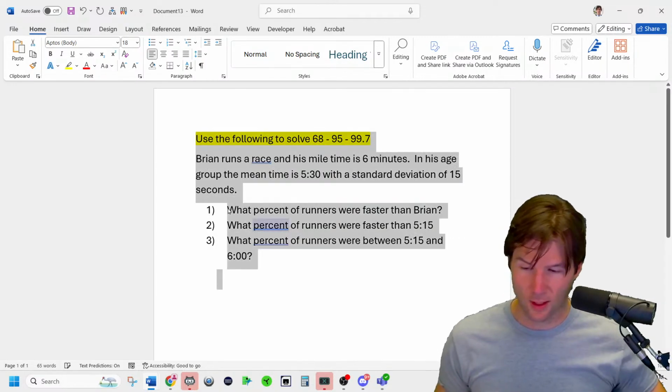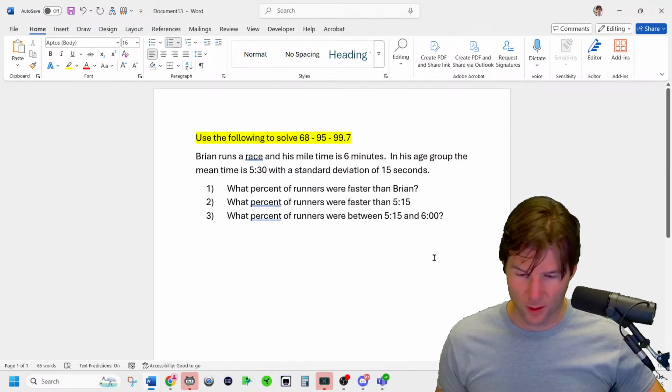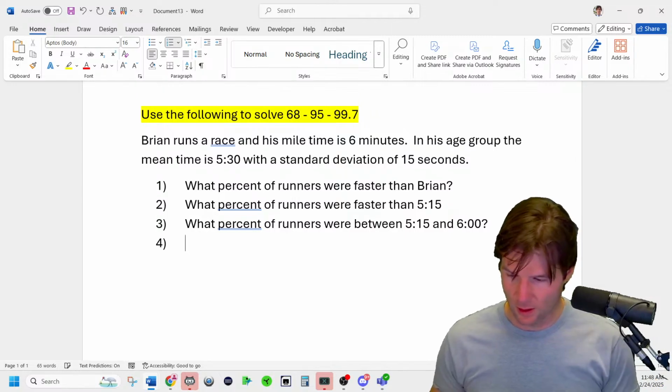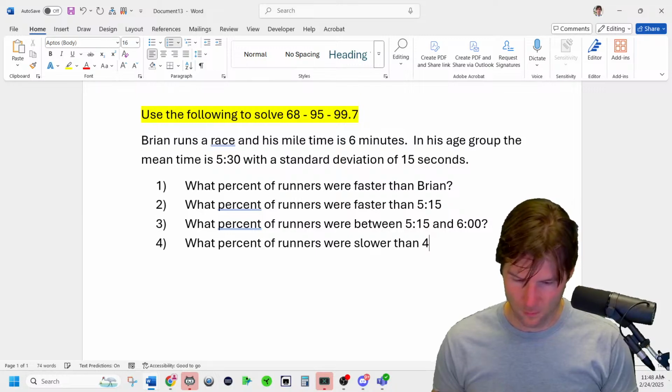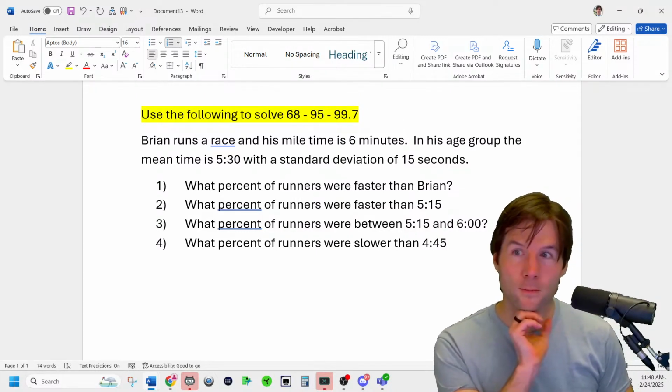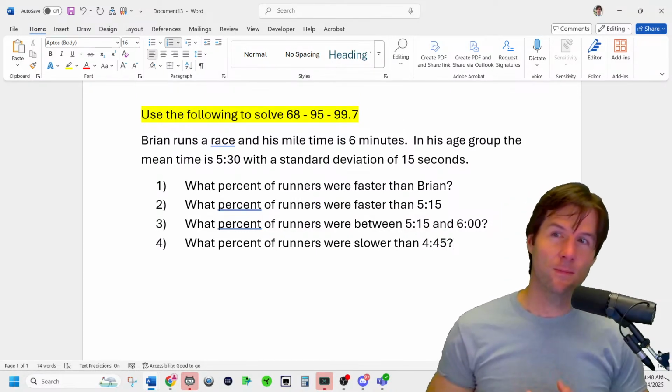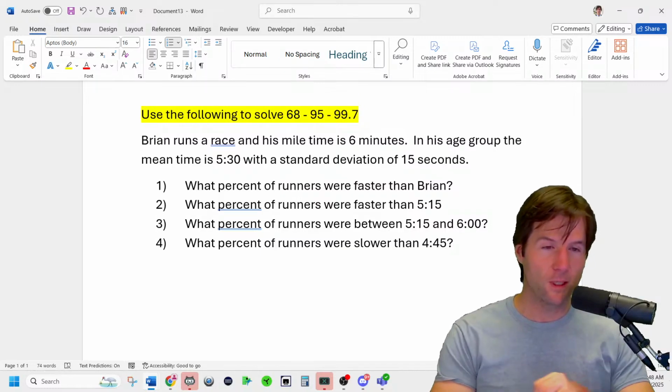Who knows? You can start answering these if you want. We'll go through each one of these. This is empirical rule questions. Okay. Who's got answers to these? Feel free to start drawing it.